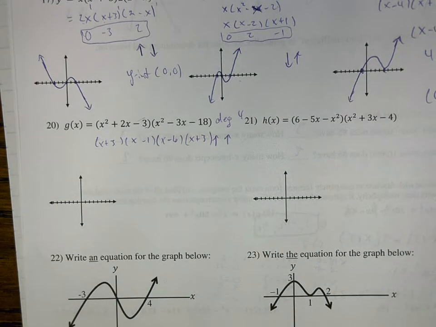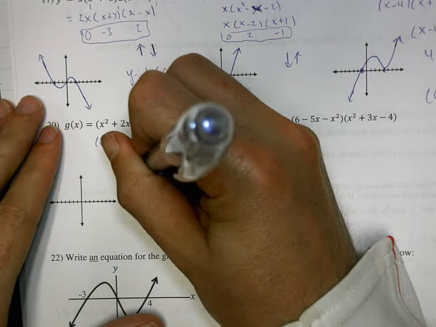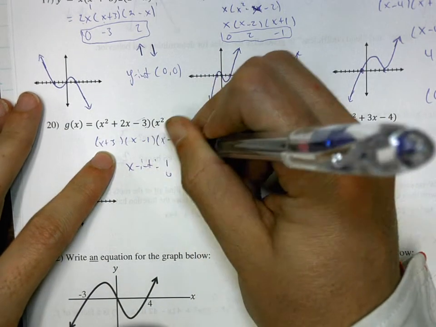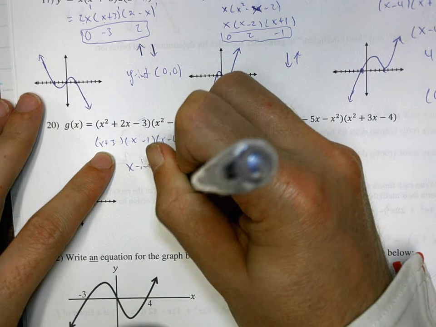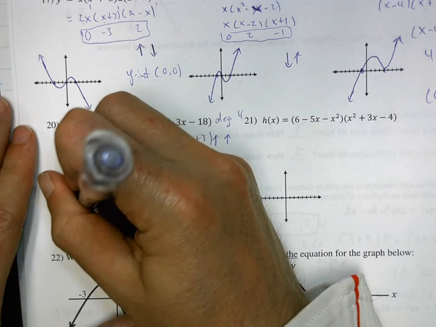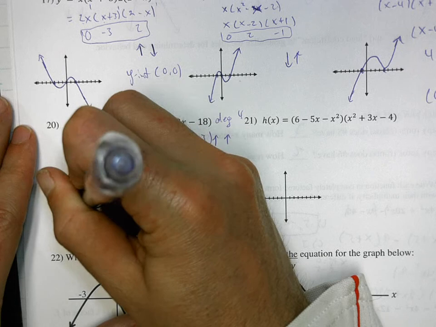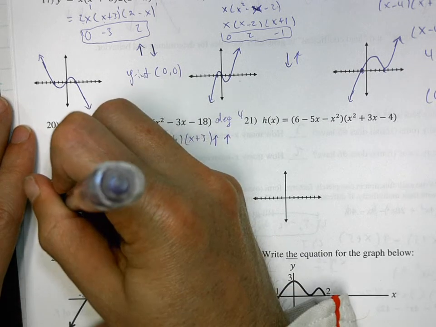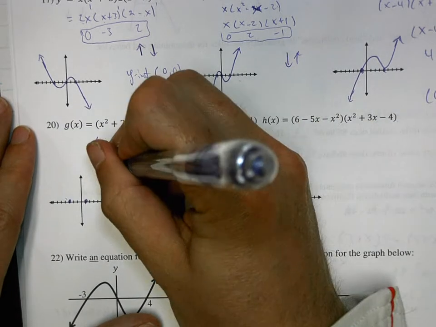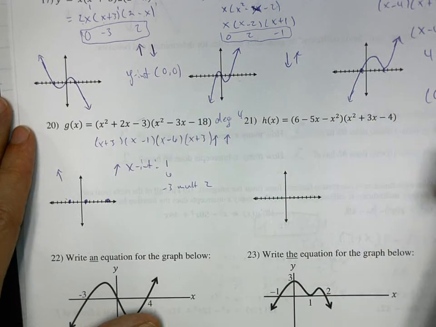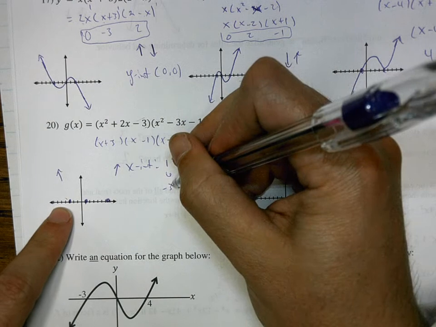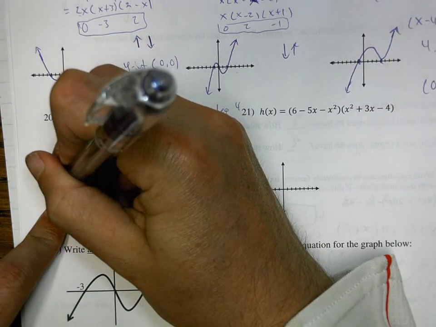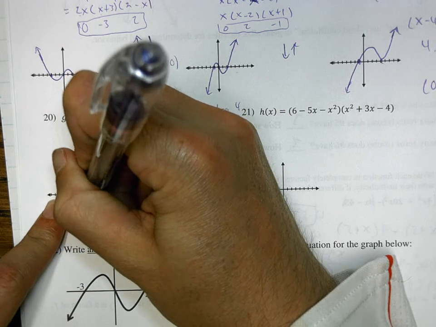So your x-intercepts are 1, 6, and negative 3 multiplicity 2. End behavior means they're going to be going up in both directions. So we're going to bounce off negative 3 because it has an even multiplicity. So you bounce and go through the other 2 points, finish your graph.